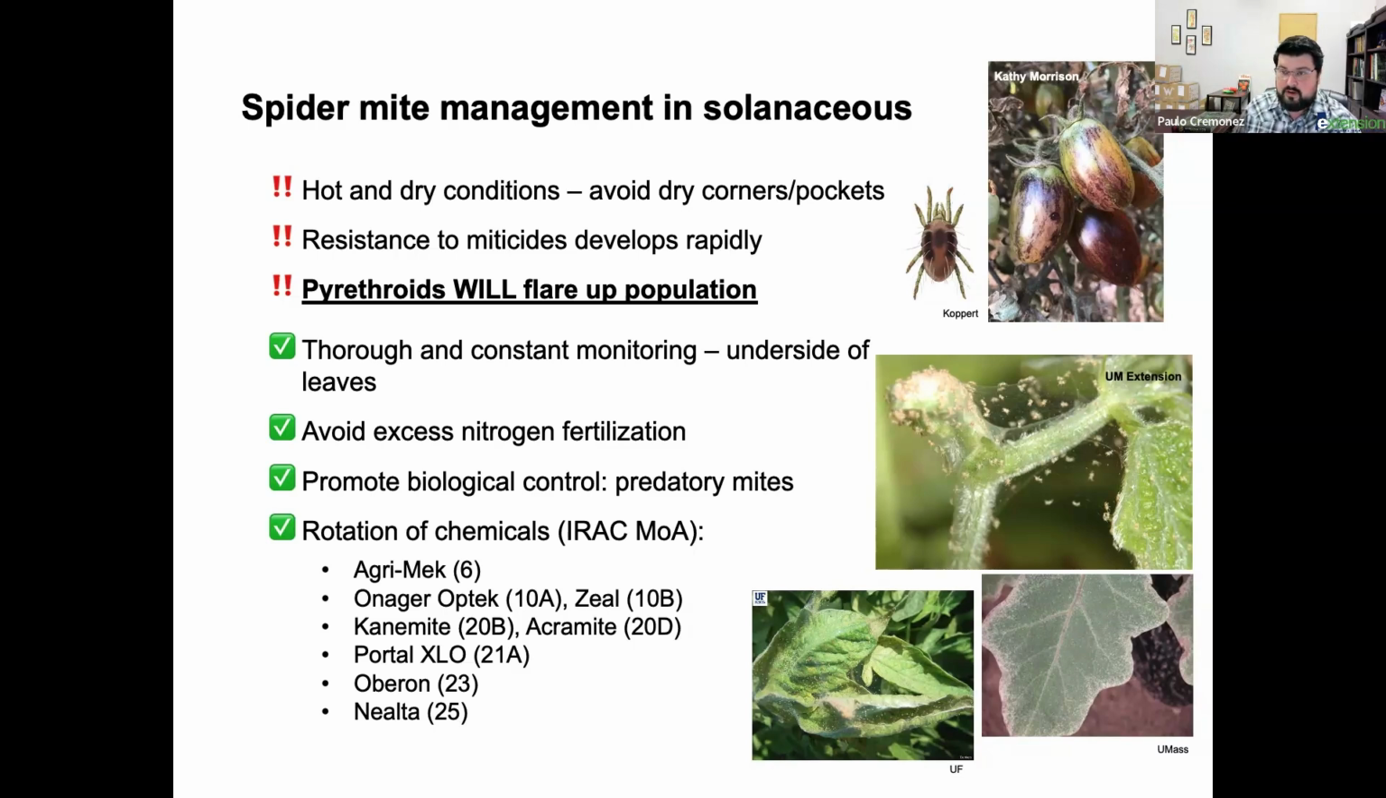For biological control, there are available options for introduction of predatory mites, but they are usually in the field doing their service as well. And for rotation of chemicals, there are plenty of miticide options like Agrimec, Onager, Optec, Zeal, Ketamite, and Acromite. They're all from different chemical modes of action. You can also use Oberon as an insecticide option.